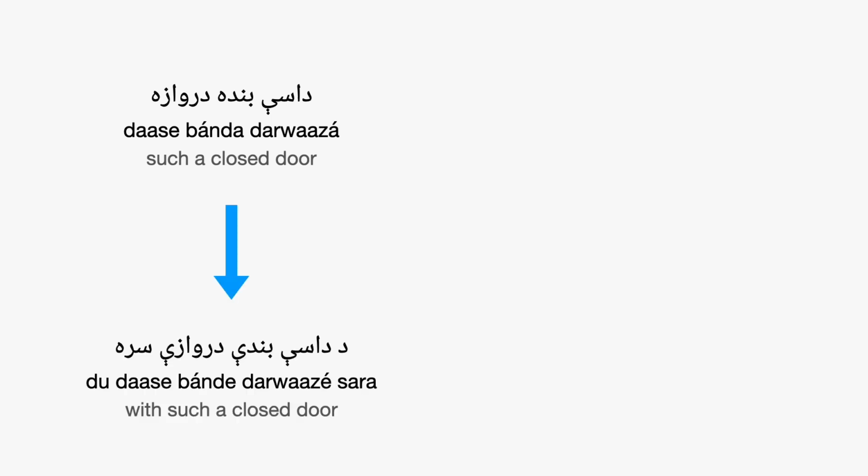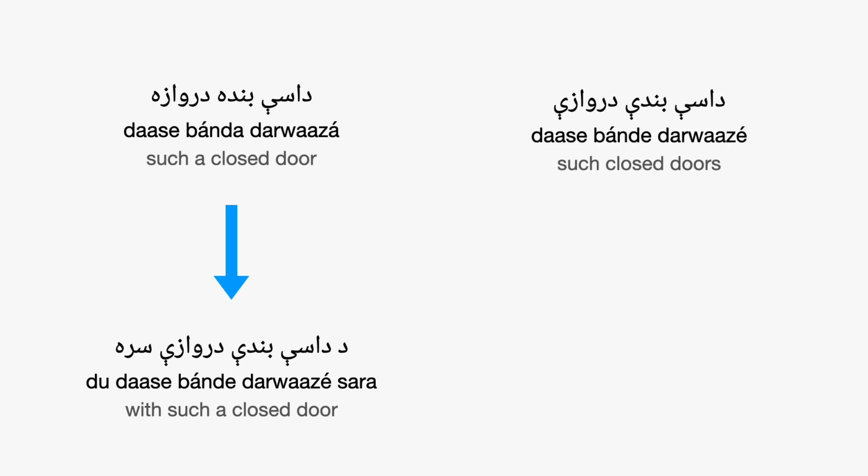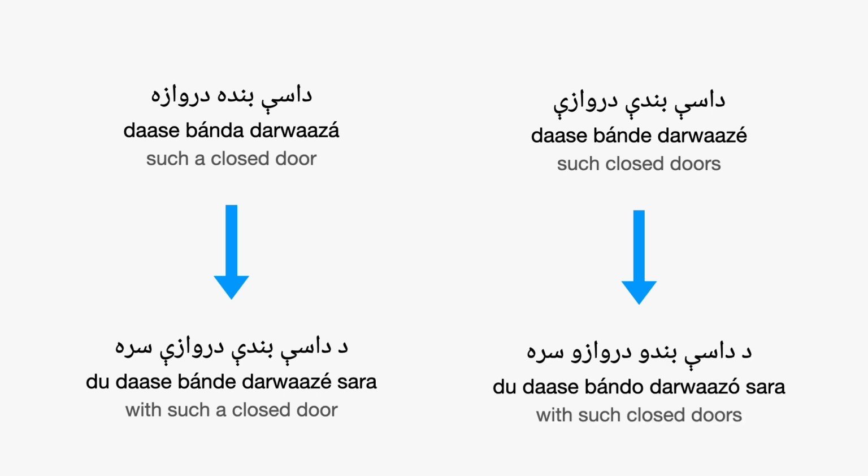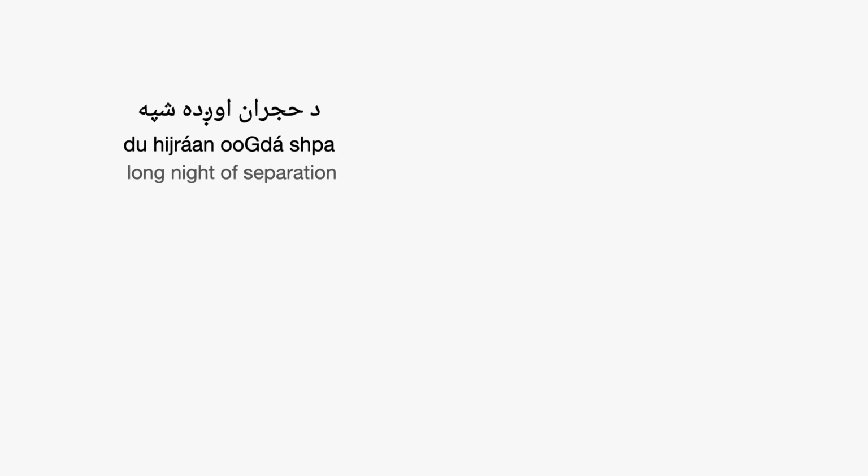Another example would be dasi banda darwaza. We put it in the sandwich and it turns to dasi bandi darwazi sara, with such a closed door. But what if there are doors? Dasi bandi darwazi, such closed doors. And we want to stick those multiple doors inside of a sandwich. A sandwich with doors in them would be difficult to eat. But anyways, we would say dasi bando darwazo sara. We're using the double inflection because we already used one inflection for plural, so we have to use the second inflection for the sandwich.